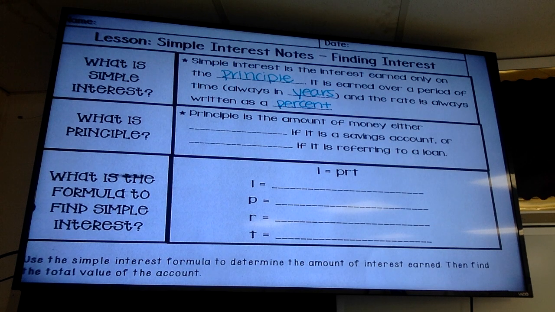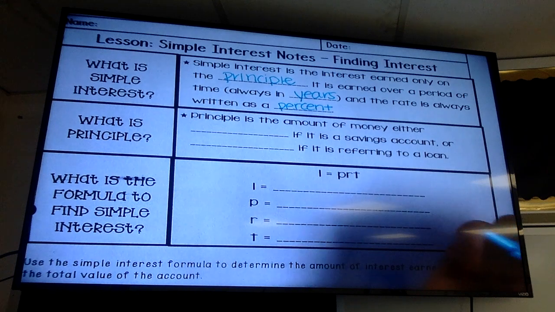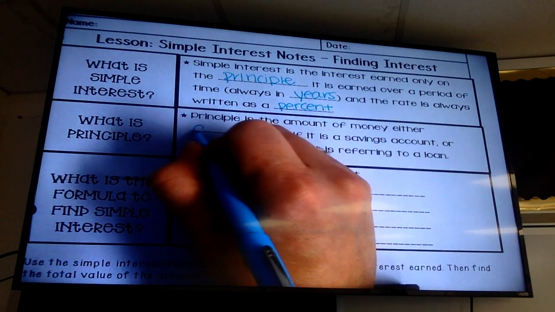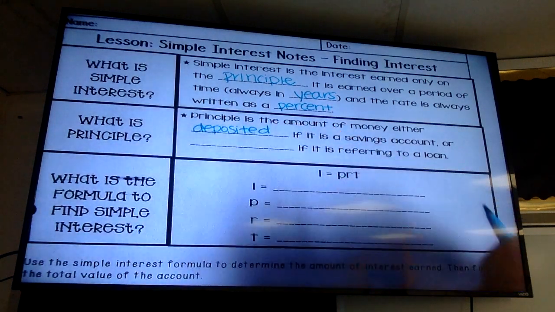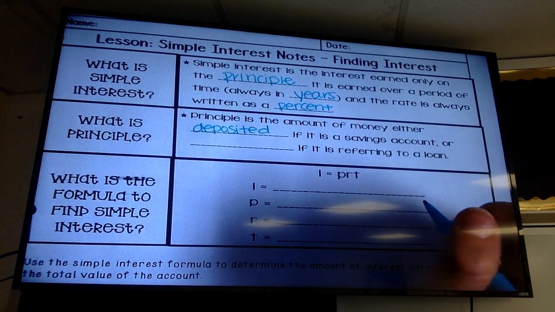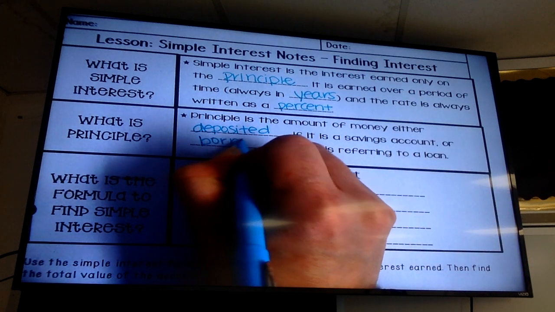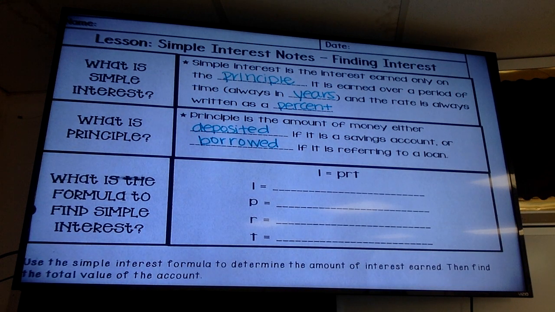Okay, what is principal? Principal is the amount of money either deposited, if it's talking about some kind of savings account, or borrowed, if it is referring to a loan.